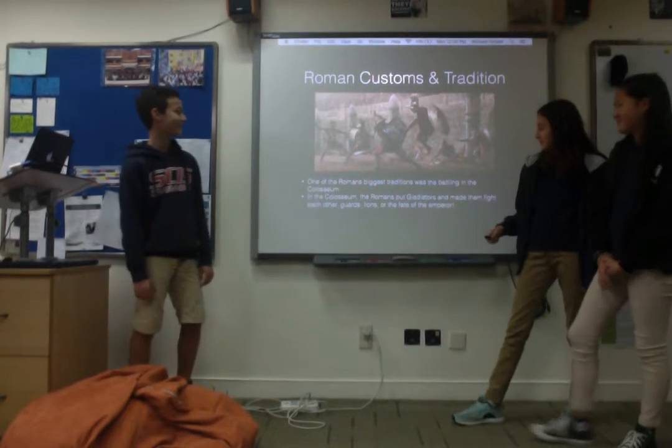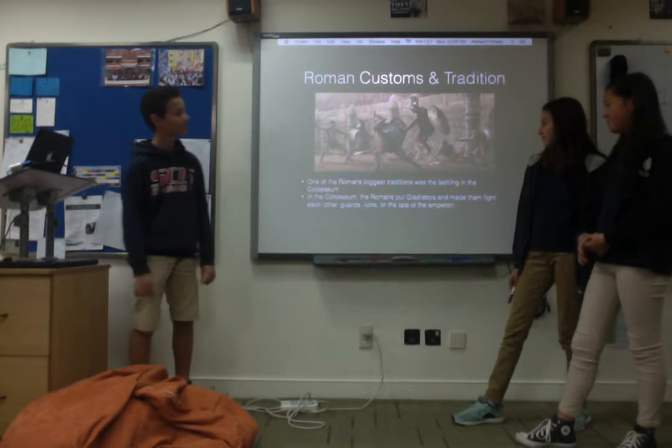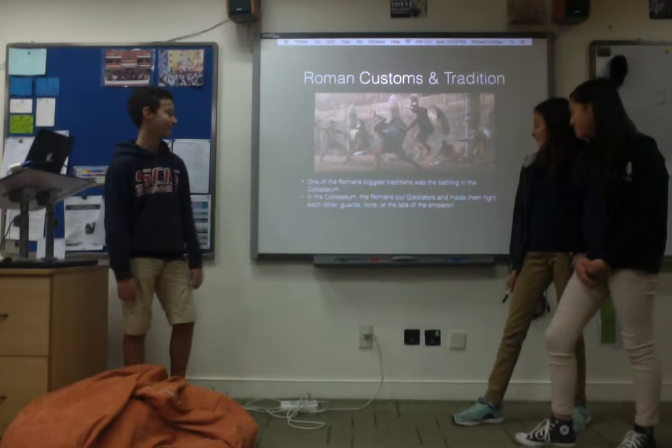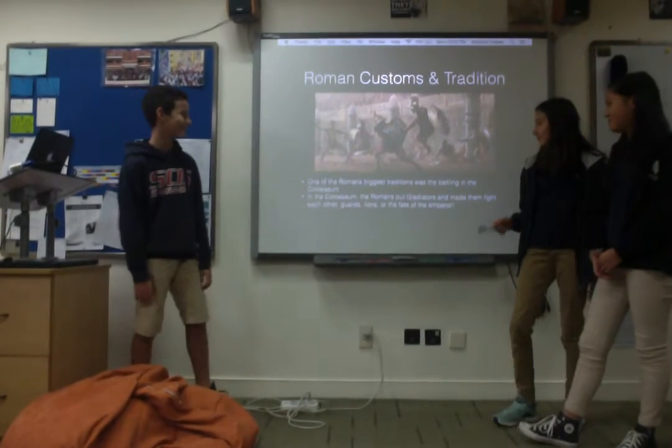Roman customs and traditions. One of the Romans' biggest traditions was the battling in the Colosseum. In the Colosseum, the Romans put gladiators and made them fight each other, and guards, lions, portrayed the emperor.